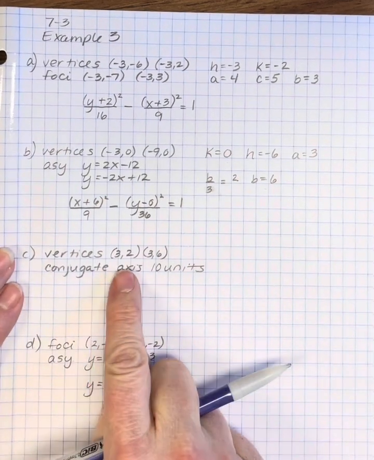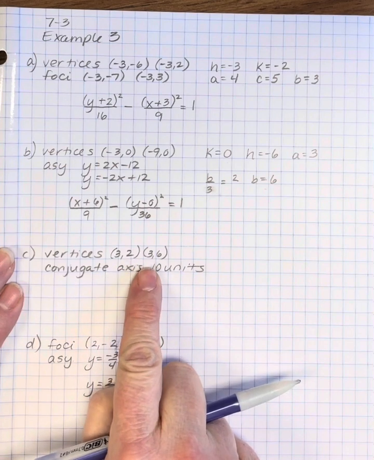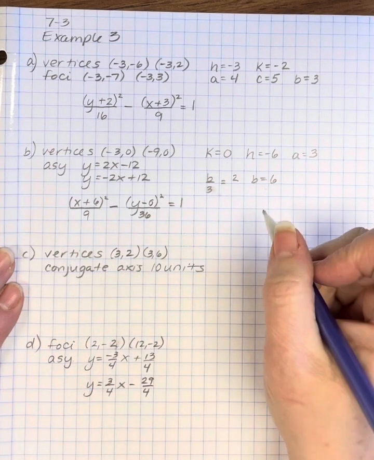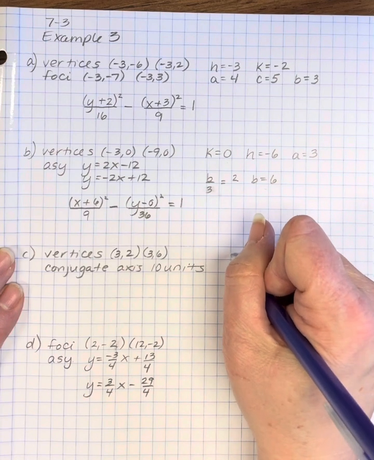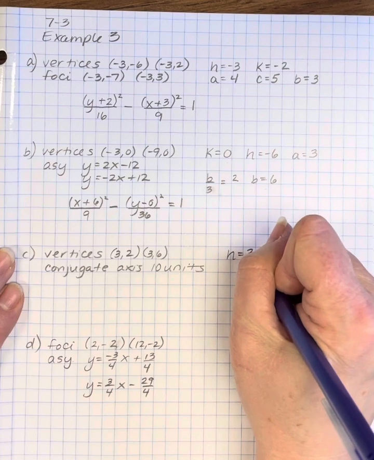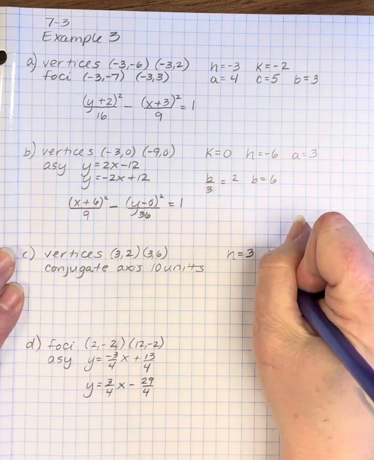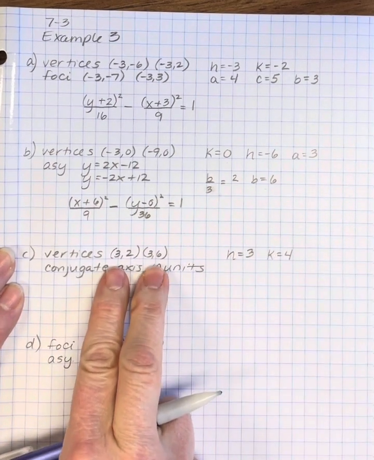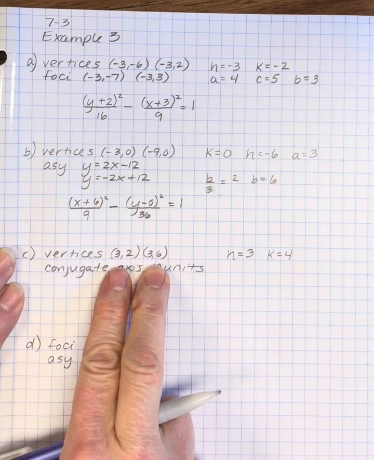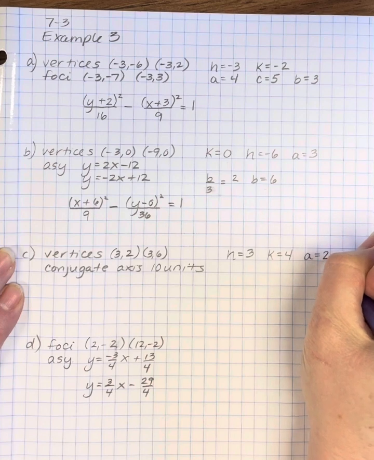All right, vertices again. My x's are the same, so we're back to a vertical one. So that tells me that for this one, h is equal to 3. Halfway in between 2 and 6 is 4, so k is 4. The length between these 2 points is 4. Half of 4 is 2, so a is equal to 2.